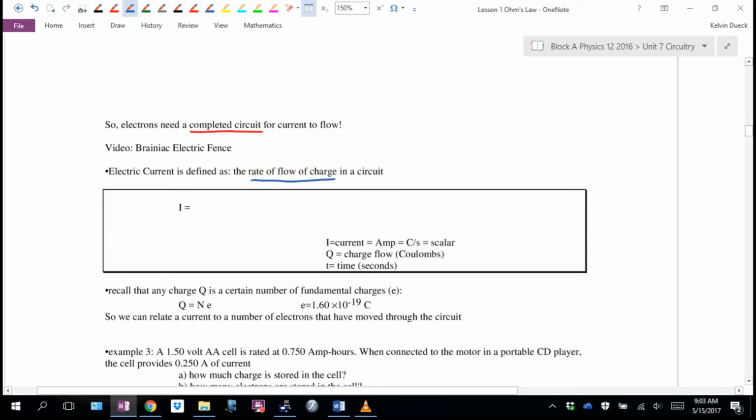Anytime I talk about the rate, anybody remember? What am I dividing by? So it's going to be the amount of charge divided by time. This is your first equation on your formula sheet, although we'll almost never use it. We're going to use this to derive other stuff. And current then would have units of coulombs per second, but we give that a name, we call it an amp. 1 amp means that 1 coulomb every second is flowing by.